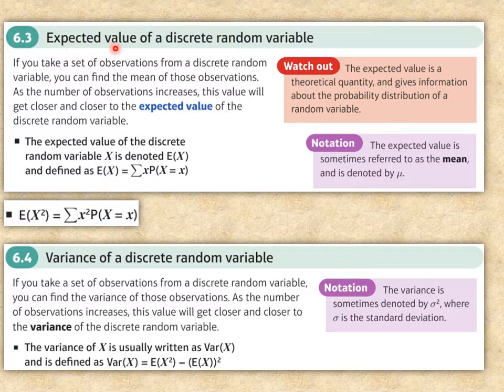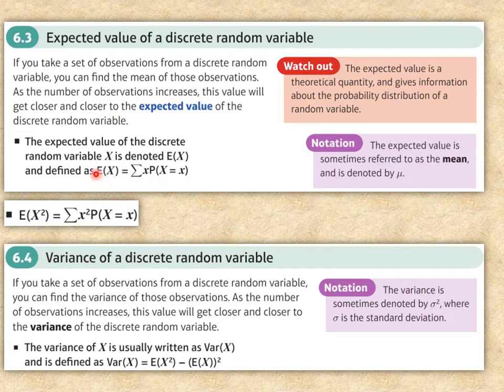Expected value, or the value which is expected to happen, is generally the mean. The center value, the mean, is what is expected. So expected value is also the mean. It is denoted by E of x, the expected value. Okay, you can read this. Pause the video and read.